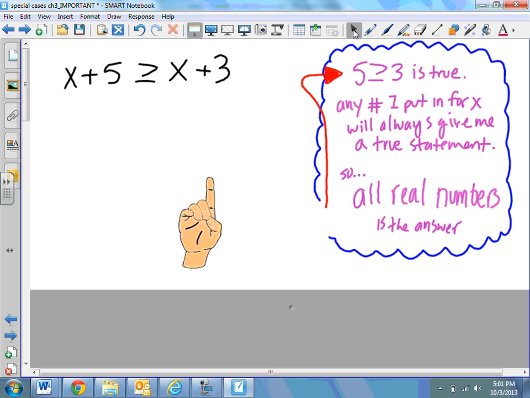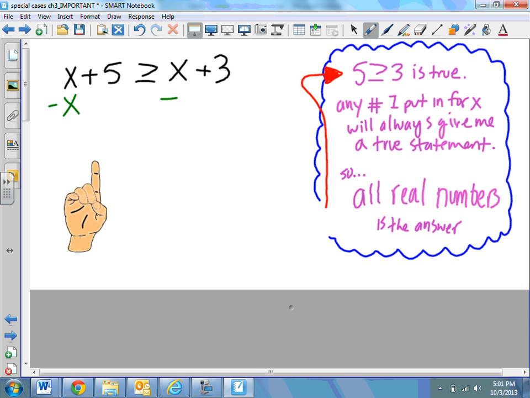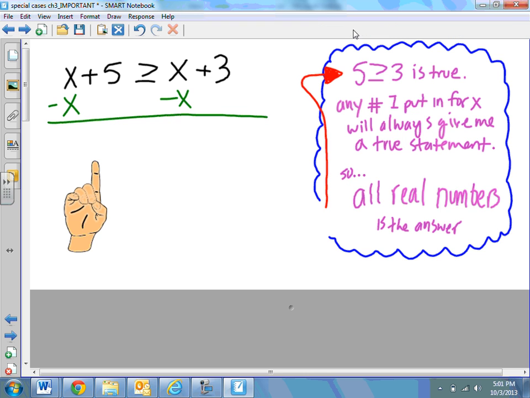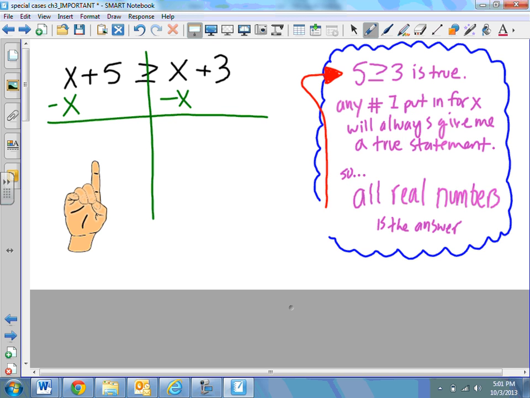Basically, all I'm going to do is move the x's together. Let's put this x with this x. So we're going to do the inverse, right? We're going to do minus x, minus x. I'm going to draw my line down the inequality sign. Now, this is going to give me 0, right? Nothing's left here, and nothing's left here. So really, I just have a 5 is greater than or equal to a 3.